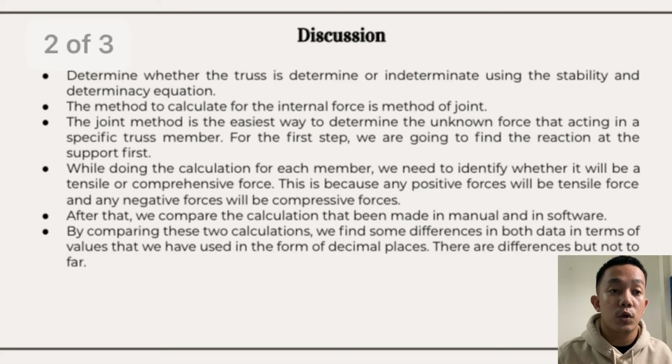For the first step, we are going to find the reaction at the support first. Other than that, while doing the calculation for each member, we need to identify whether it is a tensile or compressive force. This is because any positive force will be tensile force and any negative force will be compressive force. After that, we compare the calculations made manually and in software. By comparing these two calculations, we find some differences in the data in terms of value, due to the decimal places used. There are differences, but not too far.